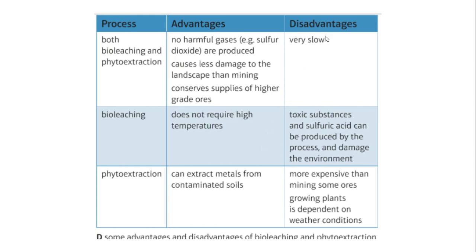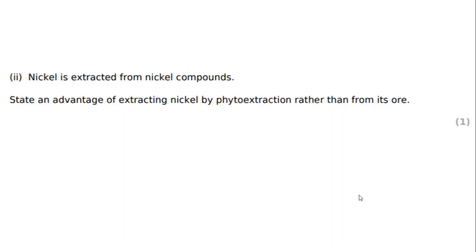Disadvantages: phytoextraction is very slow, it's more expensive than mining some ores, and growing plants is dependent on weather conditions. If you have bad weather, the plants don't grow. So here's an exam question to show what we mean. It says here, nickel is extracted from nickel compounds. States an advantage of extracting nickel by phytoextraction rather than from its ore.